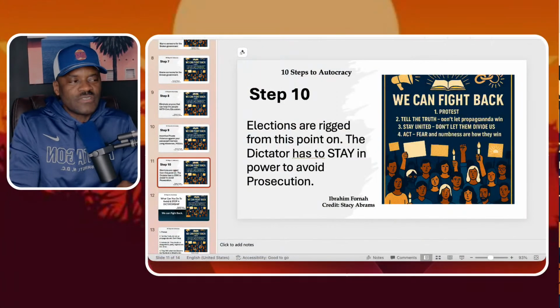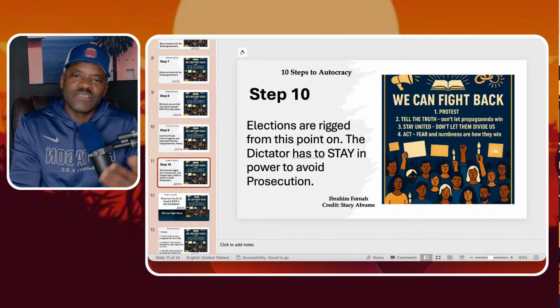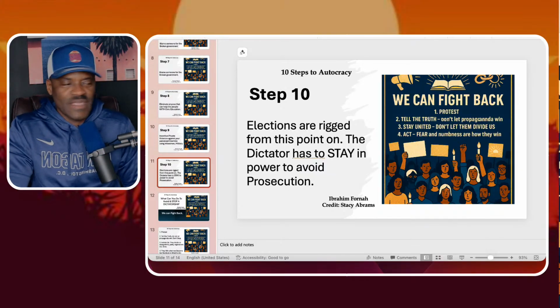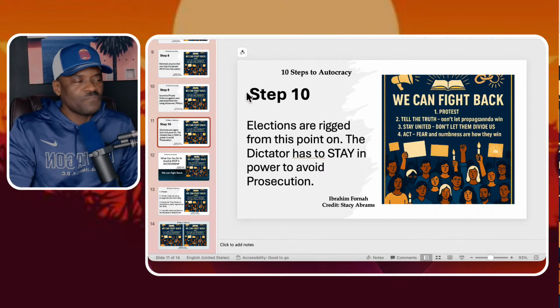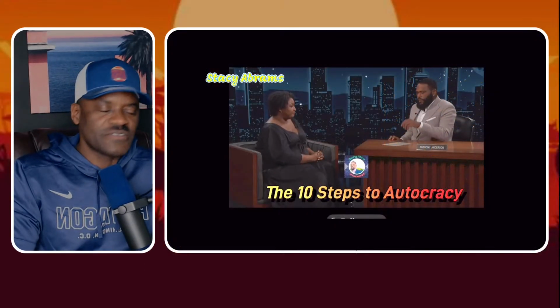So we're at step 10. Elections are rigged from this point on. The dictator has to stay in power, because otherwise he knows that once he loses power, we're going to come after him. So what's going to happen? That pattern continues. So until the people stand up. And that is why I'm going now to the next steps. How do we fight back, right? How do we fight back? Let's listen to our sister here. Listen to this.